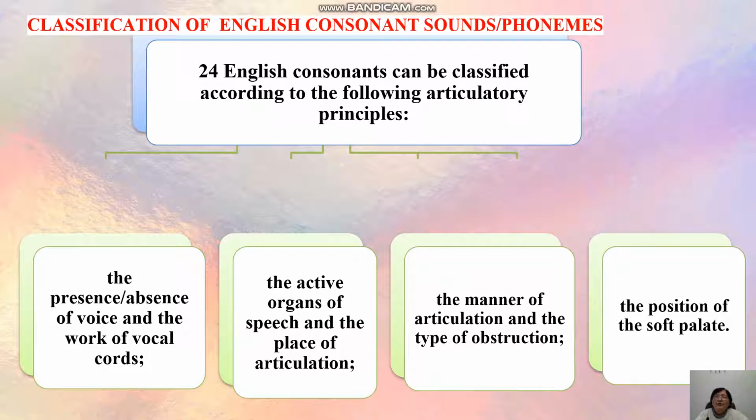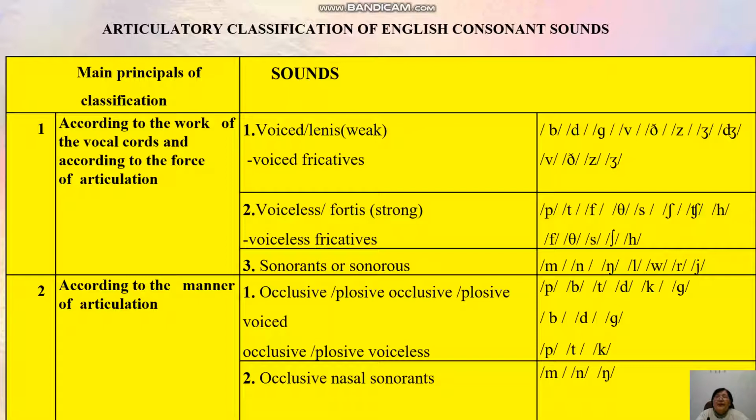24 English consonant sounds can be classified according to the following articulatory principles: the presence or absence of voice and the work of vocal cords, the active organs of speech and the place of articulation, the manner of articulation and the type of obstruction, or the position of the soft palate. Articulatory classification of English consonant sounds.